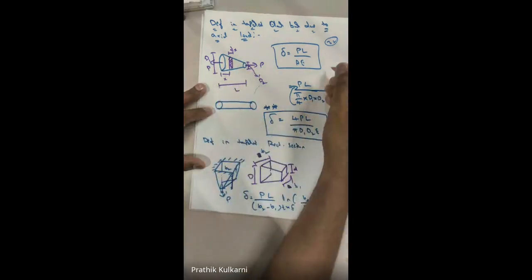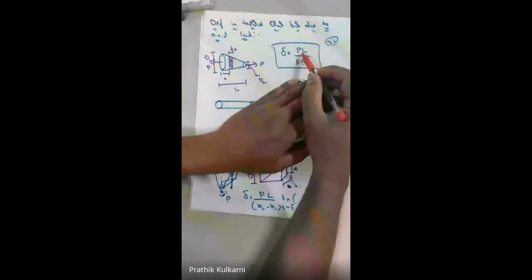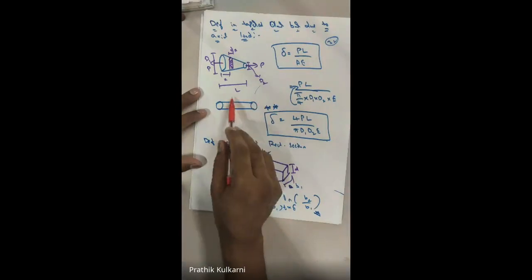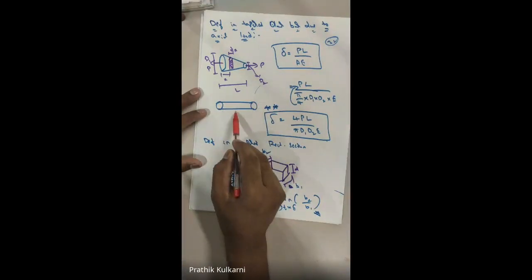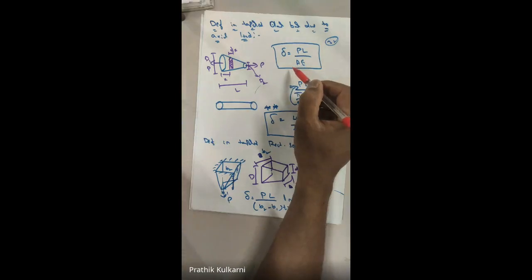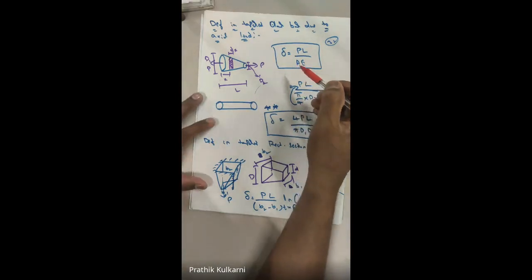But if you look at this, what is this formula? This is PL by AE. This is a deformation and we have to calculate the deformation for a tapered bar. If this was a circular bar like this, then what will be the area? Area is pi by 4 d square. Yes or no? But if you just see here, what is the answer we are getting?